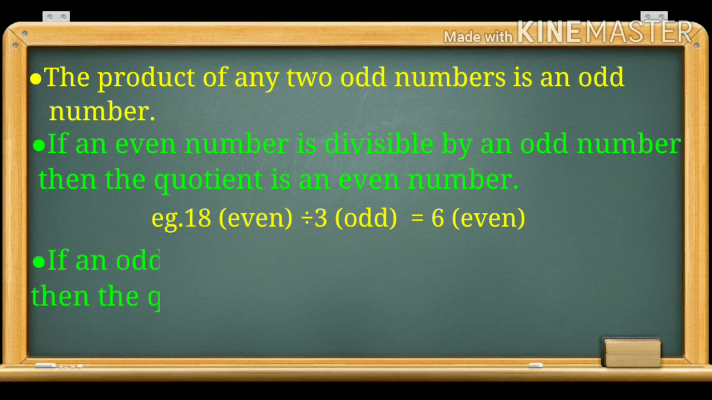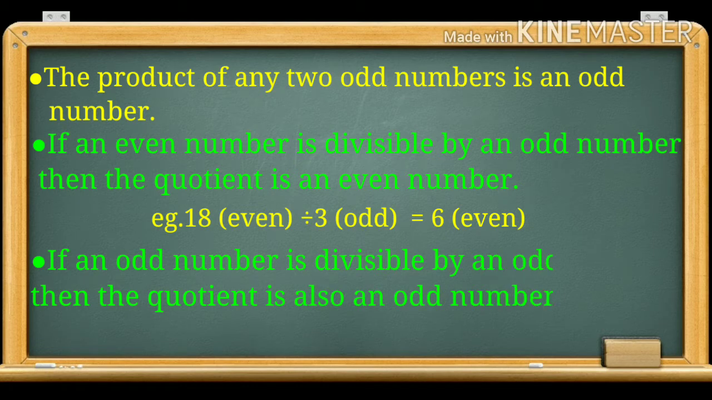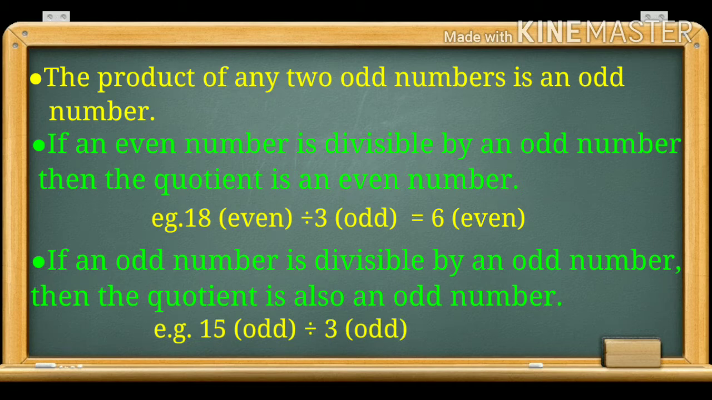Next, if an odd number is divisible by an odd number, then the quotient is also an odd number. For example, 15 divided by 3. Here 15 and 3 are both odd numbers, and 15 divided by 3, you get 5, which is also an odd number. That means if an odd number is divisible by an odd number, then the quotient is also an odd number.